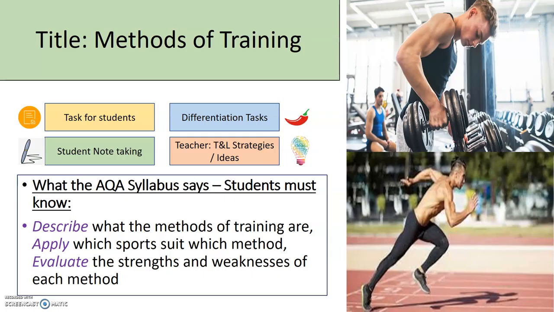So once again, the yellow text boxes are for you as students as tasks, the green text boxes to make some notes, the blue text boxes are for differentiation, and the red text boxes are specifically for the practitioners, the teachers, in regards to teaching and learning strategies.